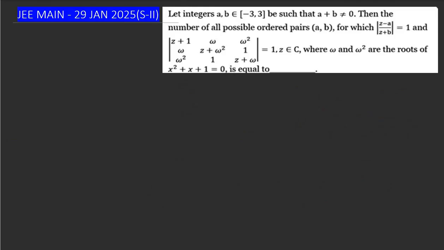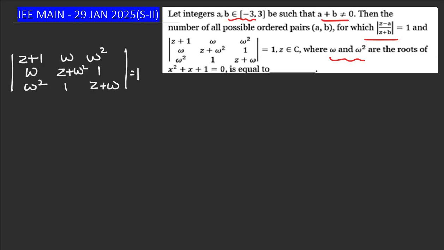Next, another simple question. a, b are integers belonging to the closed interval minus 3 comma 3 such that a plus b is not equal to 0. One expression is given and the determinant is given, where 1, omega and omega square are the cube roots of unity, roots of x square plus x plus 1 equal to 0.